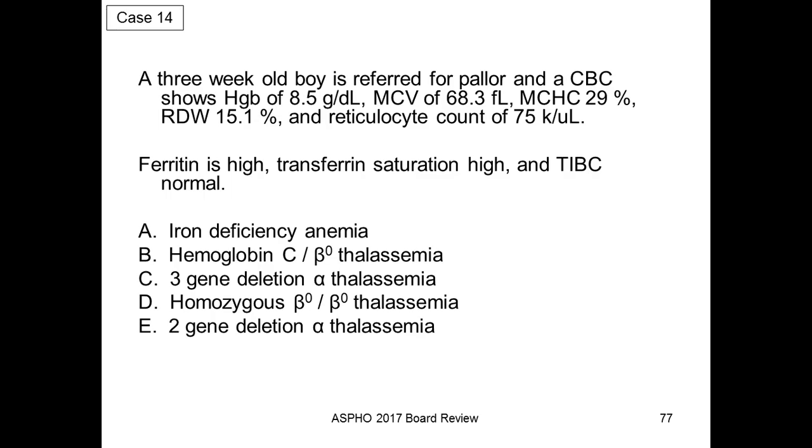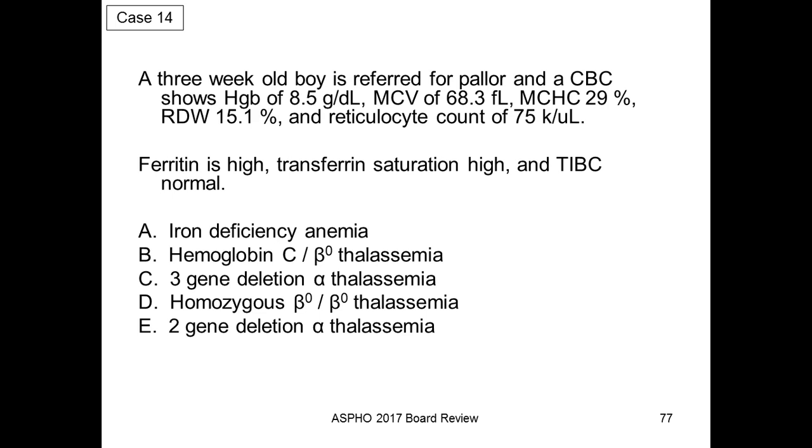This is a smear from a 3-week-old boy who was referred for pallor, and his CBC showed a low hemoglobin, a low MCV, an MCHC of 29%, an RDW of 15.1%, and a reticulocyte count of 75,000. His ferritin is high, transferrin saturation is high, and TIBC is normal. So is this smear consistent with iron deficiency anemia, hemoglobin C, beta thalassemia?